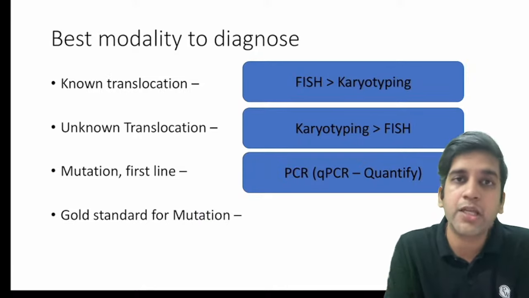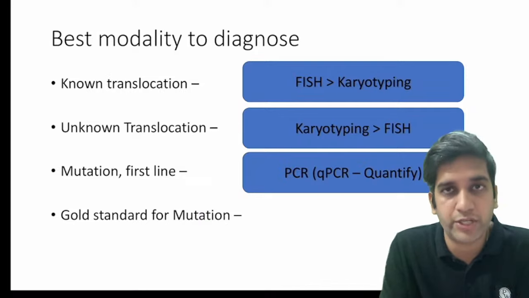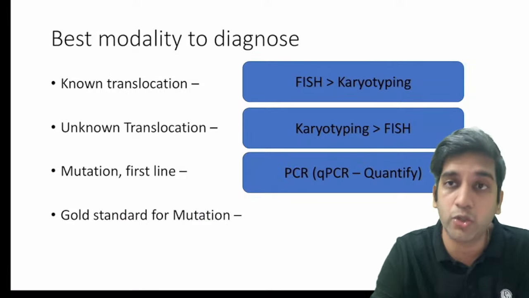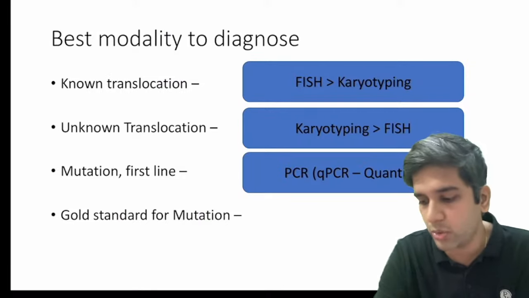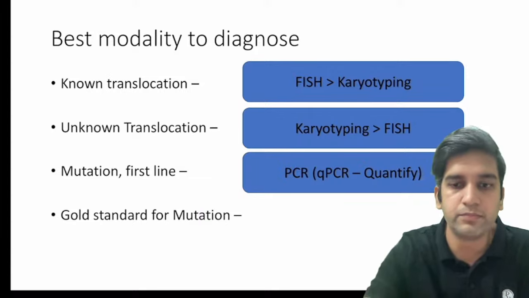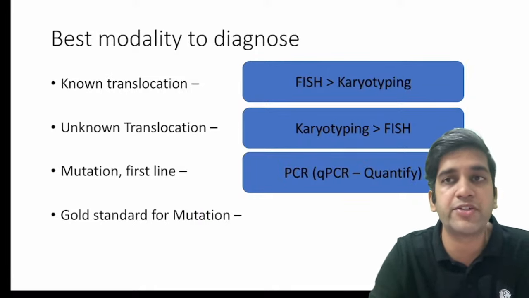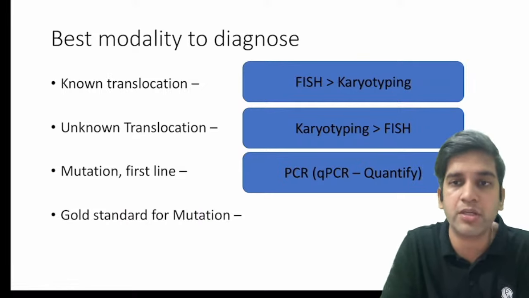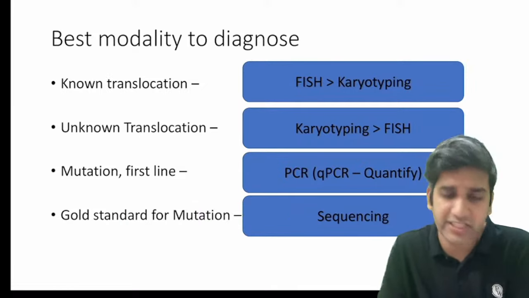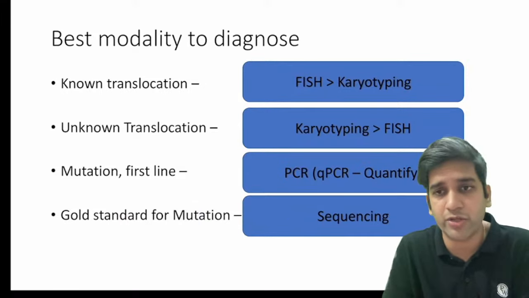If the question is saying, what's the gold standard for a point mutation? PCR is undoubtedly good, but it is not the gold standard, right? What's the gold standard for point mutation? The gold standard for point mutation is a test called sequencing. Sequencing is the gold standard for point mutation, right? Sanger sequencing is great, or any sequencing is good, right?